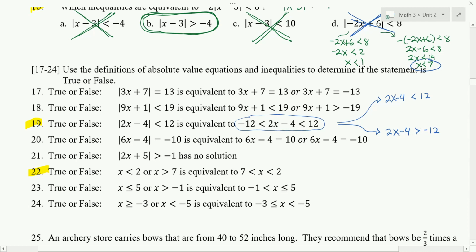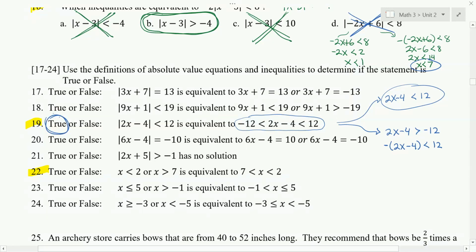If I multiply both sides by negative, I get -2x minus 4 is less than +12. The original, if I were to break that up, I would have 2x minus 4 is less than 12, which is what I have on the top. And I'd have the negative of 2x minus 4 is also less than 12. That's what I would get as well. So that is true.